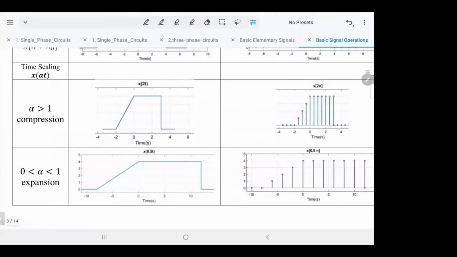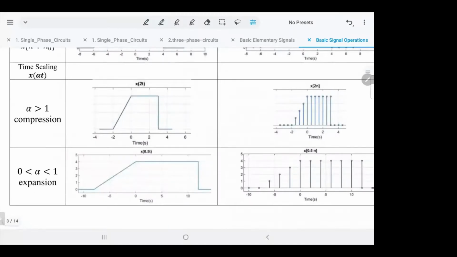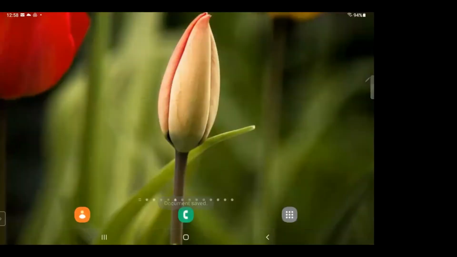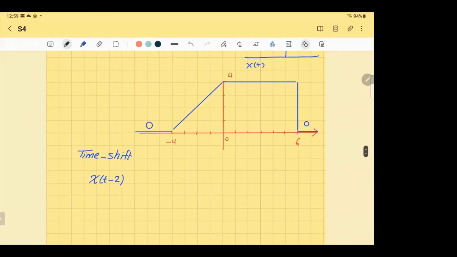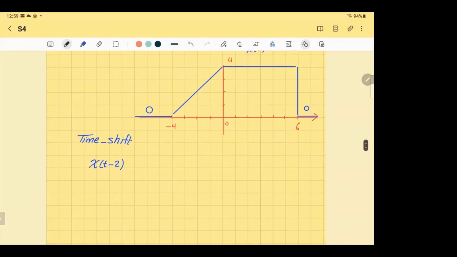Now we'll go for time scaling. Time scaling, what does it mean? I will go back to the original signal, that's x of t. If you want to do time scaling, it will be something like x of alpha t. Alpha could be greater than 1 or less than 1. Of course, if it's equal to 1, no change in the signal. But when you have it greater than 1 or less than 1, a change will happen.